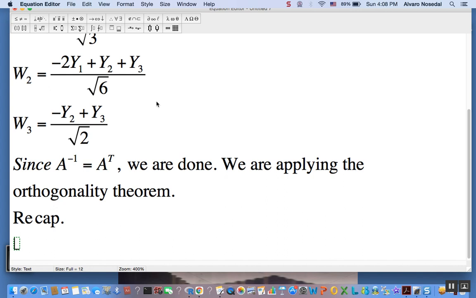Okay, so this result will be very useful in the near future to carry out hypothesis tests in linear regression. We will refer to this theorem, to this result, as the orthogonality theorem.